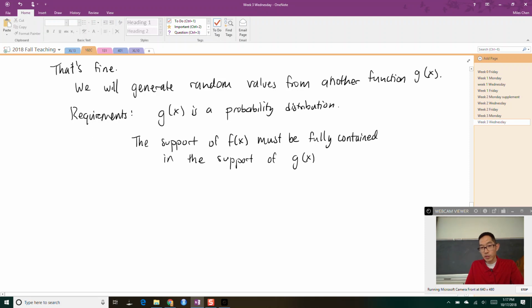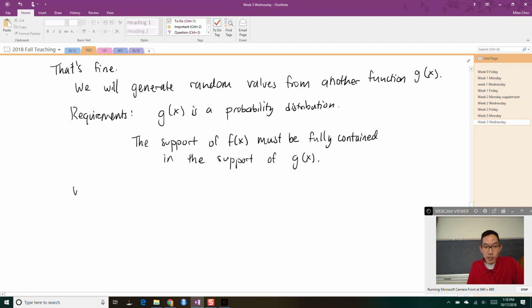In the support of g of x. Right. So if the function f of x goes from negative infinity to positive infinity, then g of x needs to go from negative infinity to positive infinity, okay? If f of x goes from 0 to 100, then g of x has to at least go from 0 to 100. It can be bigger than that, but it has to at least contain whatever f of x has, okay? So the support of f of x must be inside g of x, okay?